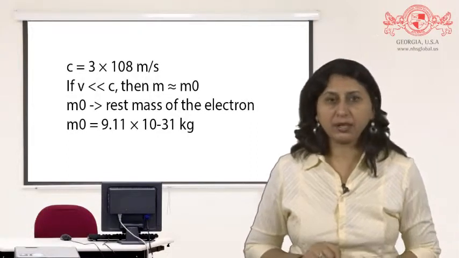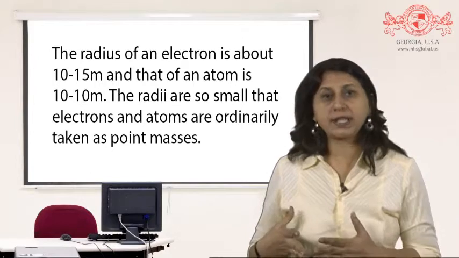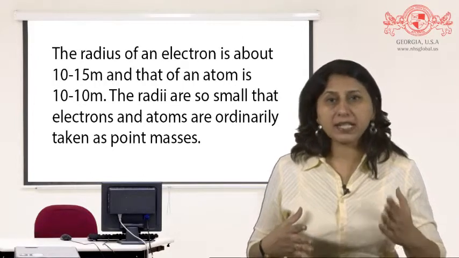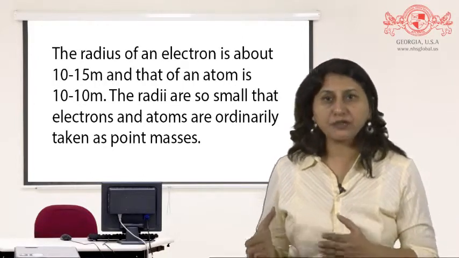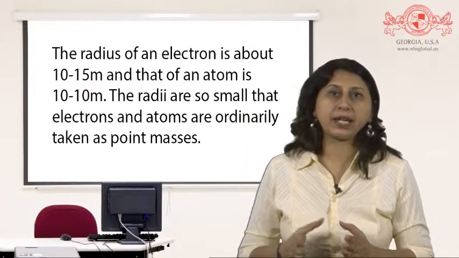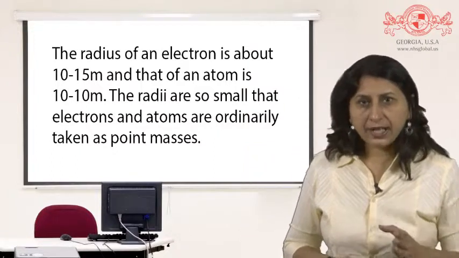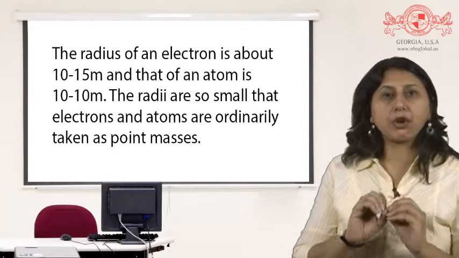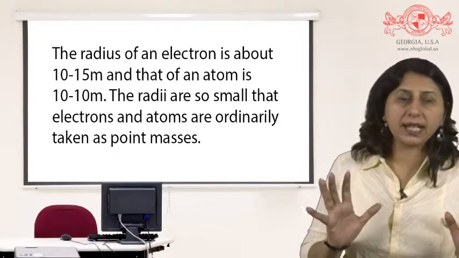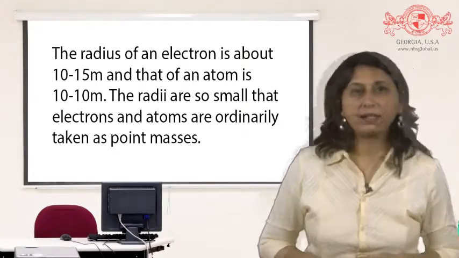The rest mass of the electron has the value m0 equal to 9.11 times 10 to the power -31 kg. The radius of an electron is about 10 to the power -15 m, and that of an atom is 10 to the power -10 m. The radii are so small that electrons and atoms are ordinarily taken as point masses.